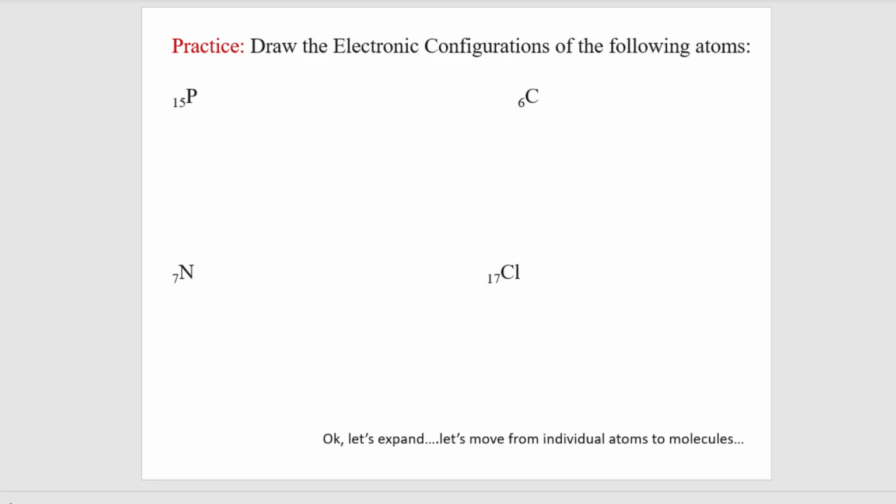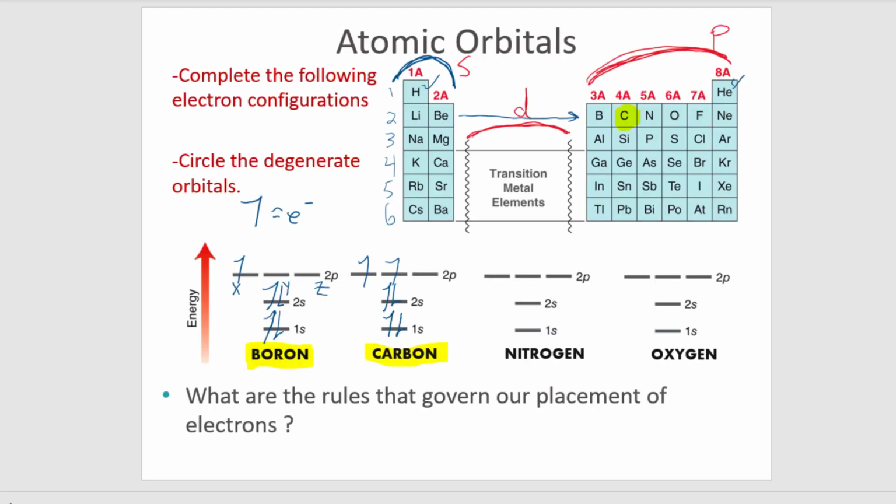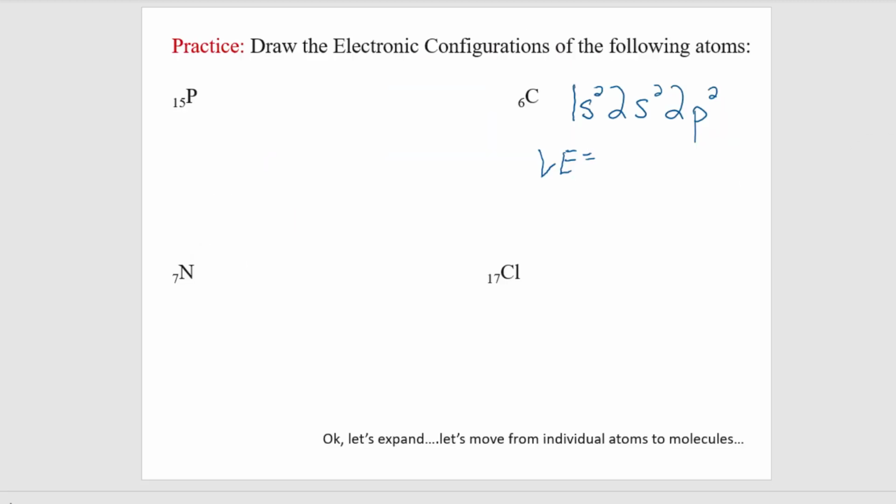So you would write, for carbon, 1s2, 2s2, 2p2. How many valence electrons does carbon have? 4. I know this because on the periodic table, carbon is in the 4th group. But I also can see that represented by my electron configuration.